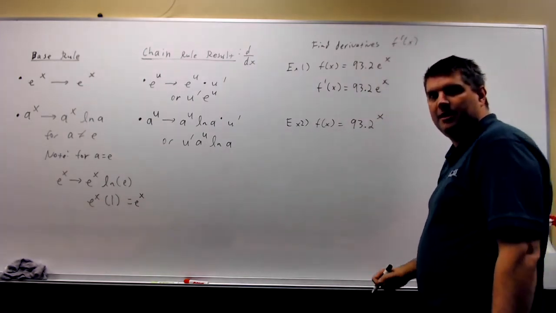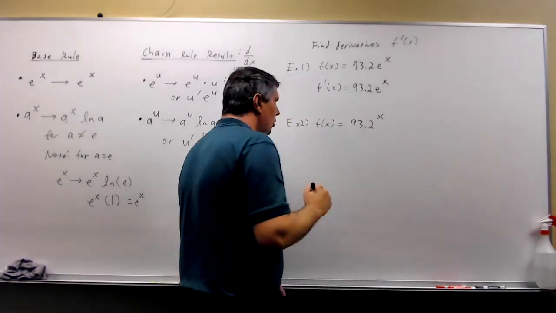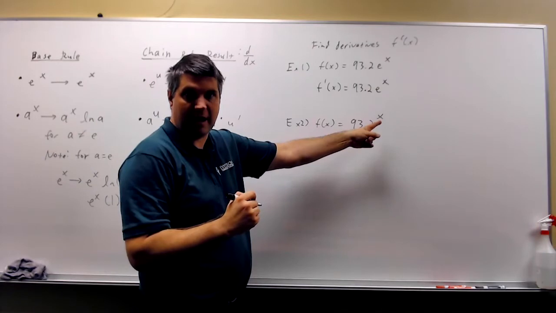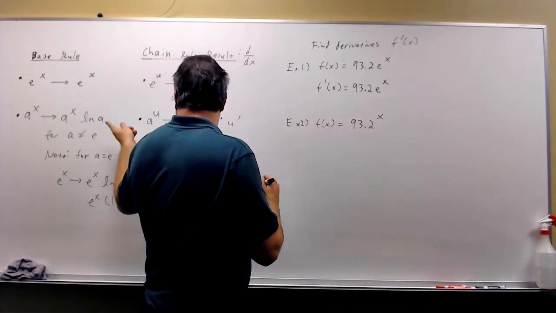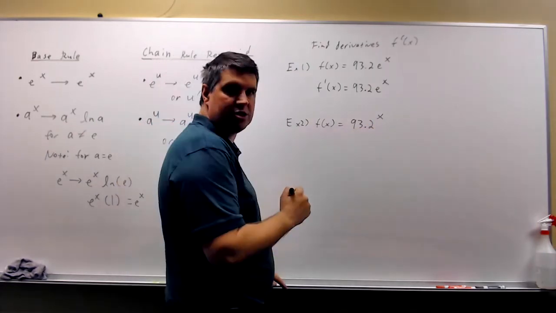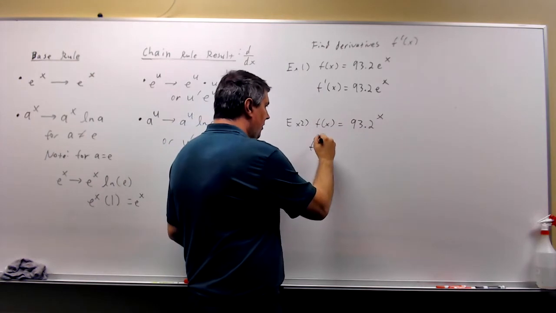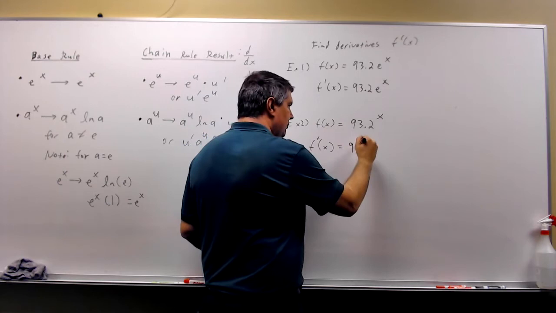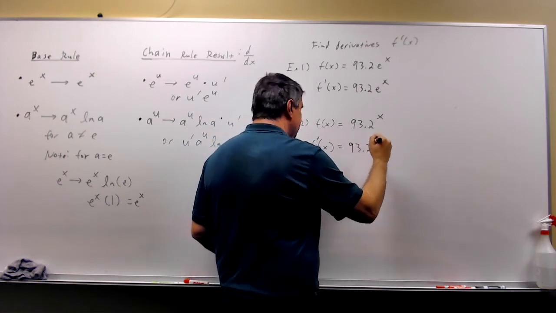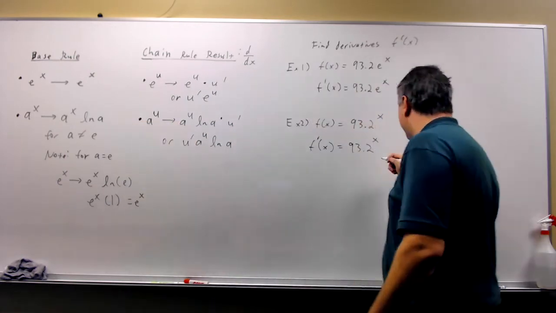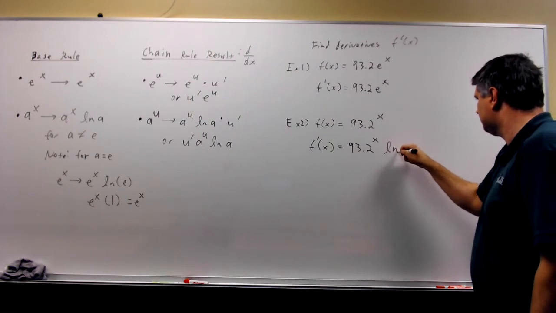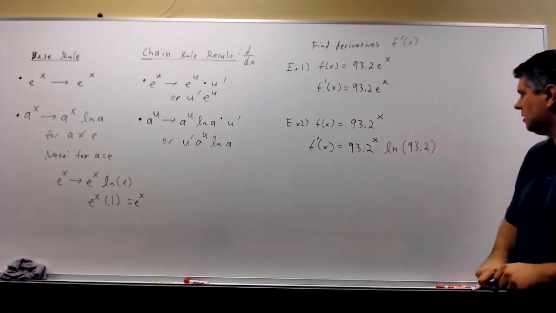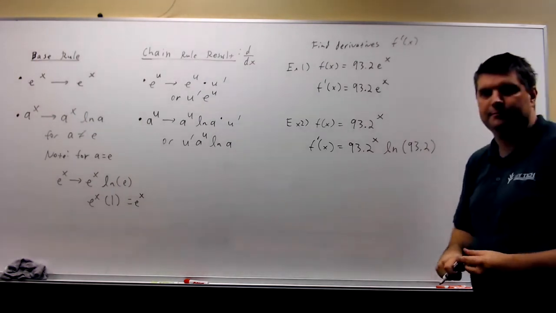Now, example 2, I have f of x equals 93.2 to the x power itself. This is the rule that I would follow for that situation. So that's going to be f prime of x equals 93.2 to the x times the natural log of the base. And that's it.